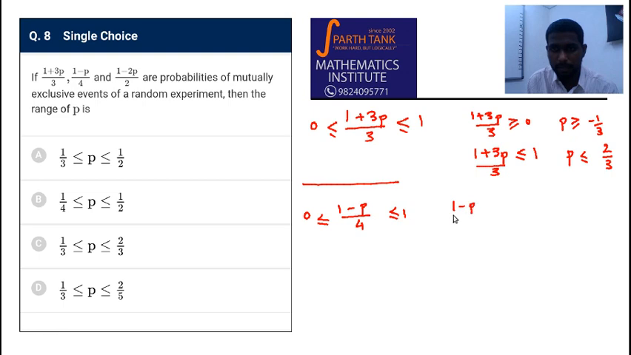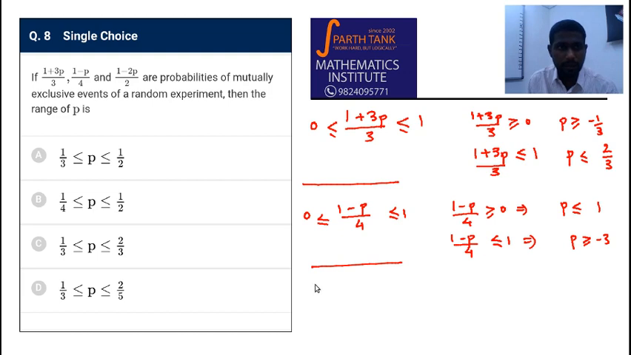Now the second one, (1 minus p)/4 also should satisfy similar conditions. Now (1 minus p)/4 greater than or equal to 0 would imply p should be less than or equal to 1, right? It is a minus p, so p will be less than 1. The same way, (1 minus p)/4 less than or equal to 1 would imply 1 minus p is at most 4, so p should be greater than or equal to minus 3.